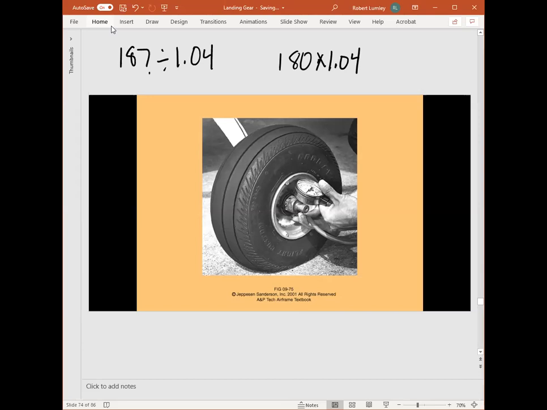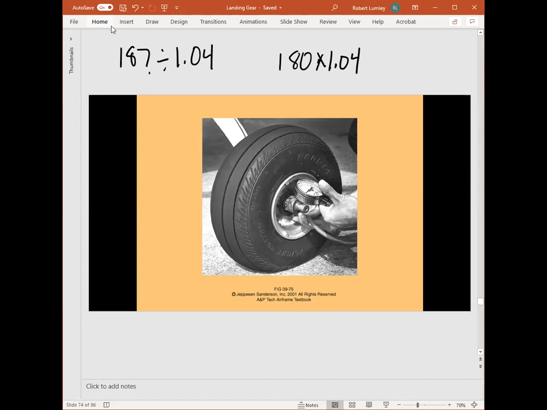So we have to calculate what pressure we need so that a 4% increase would give us our rated amount, say 187. Okay. And we'll be talking about when you inflate the tire, say off the aircraft, that we want to use what's known as a tire cage so it doesn't blow up and kill us.